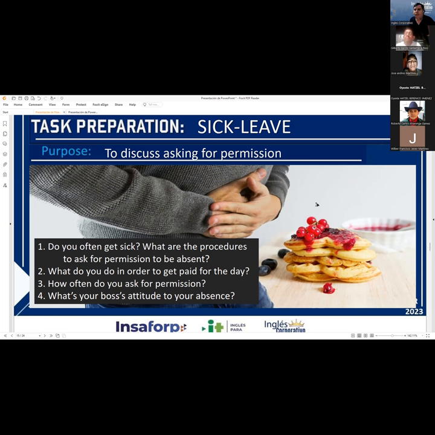How often do you ask for permission? Sometimes. Yes. One time a month. Yeah, once a month. I only ask for permission when I have to see the doctor. If I don't have to see the doctor, I don't have to ask for permission. I try to be present all the time, even when I am sick.